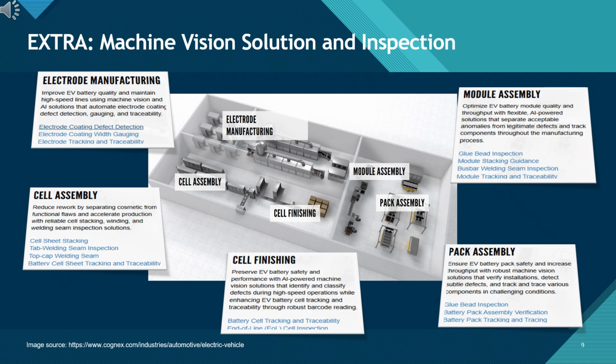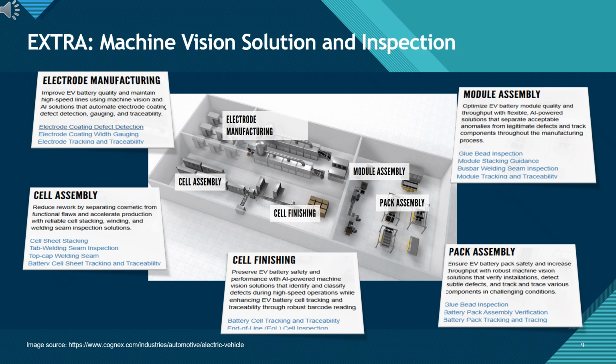This slide presents a facility-level view of the lithium-ion battery manufacturing process, provided by Cognex. The diagram shows how different sections of a production floor are dedicated to each major stage of battery manufacturing. We begin with electrode manufacturing, where advanced machine vision and AI solutions monitor electrode coding, gauging, and traceability to maintain high quality at high speed.